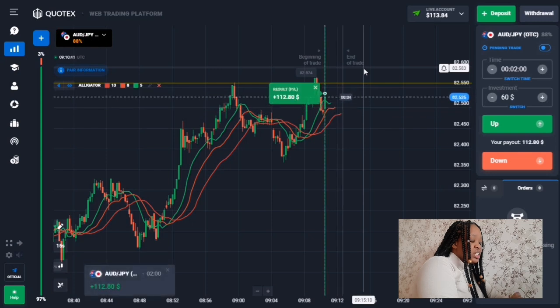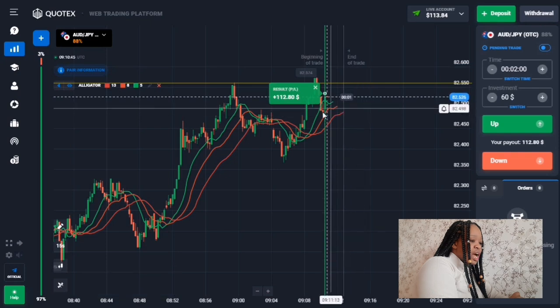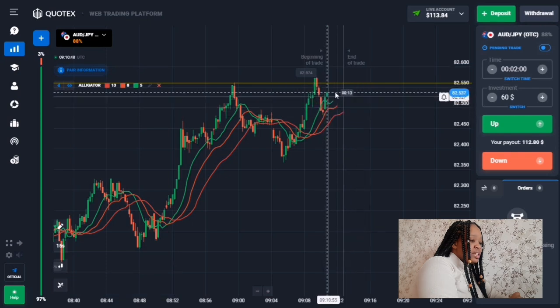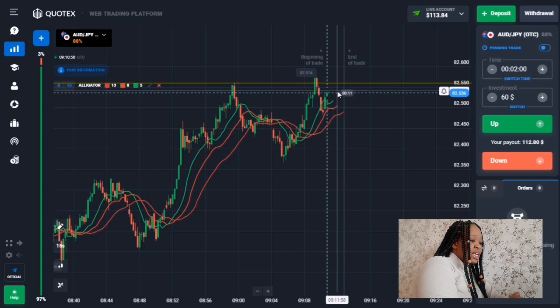So analyzing this trade, the price trended upwards and there was a false breakout. The bounce down happened and the price trended upwards again and it has brought me my profit. So let me continue trading.